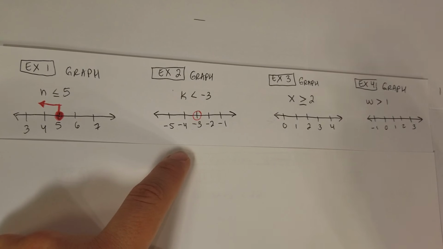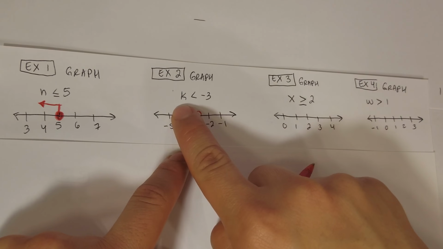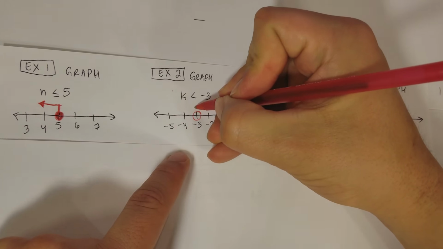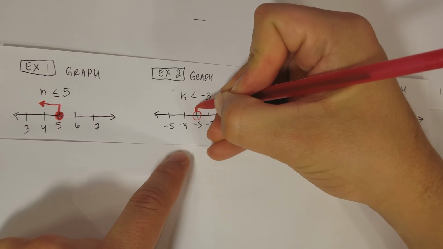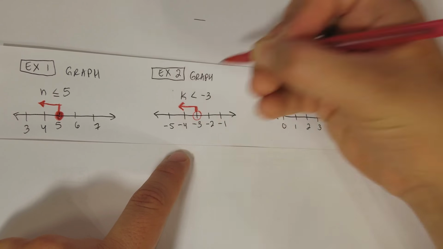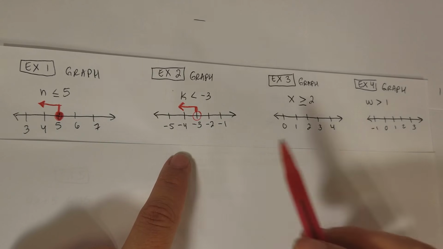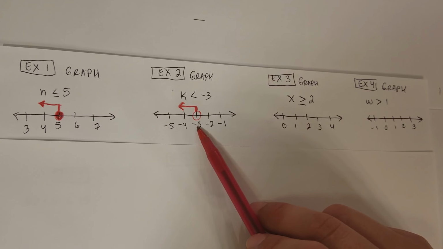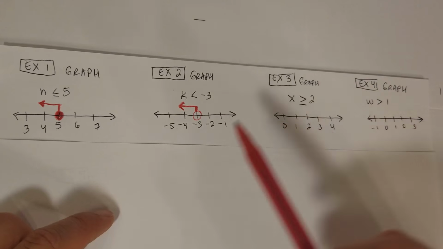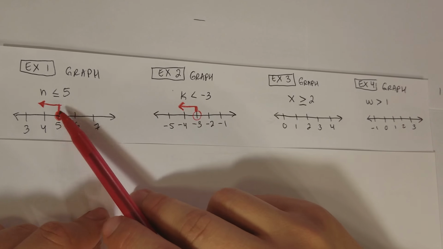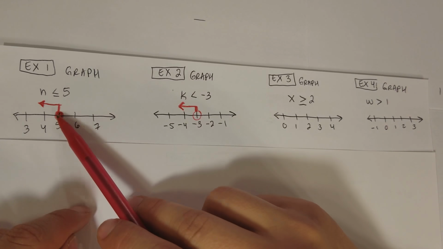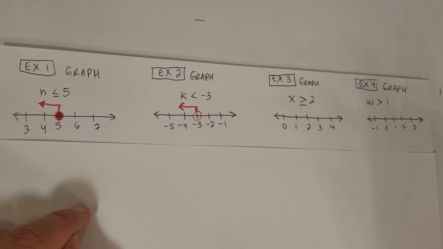Second question, do we shade right or do we shade left? Well, is the alligator eating the variable? No, the answer is no again. So we shade to the left. So the little arrow should be pointing to the left. All of our solutions will be on the left-hand side. Basically what this means is that all of the values of k which are less than negative 3 would work, but not negative 3. On example number 1, that means all the values that are less than 5 would work, but also 5. 5 actually is part of the solutions.